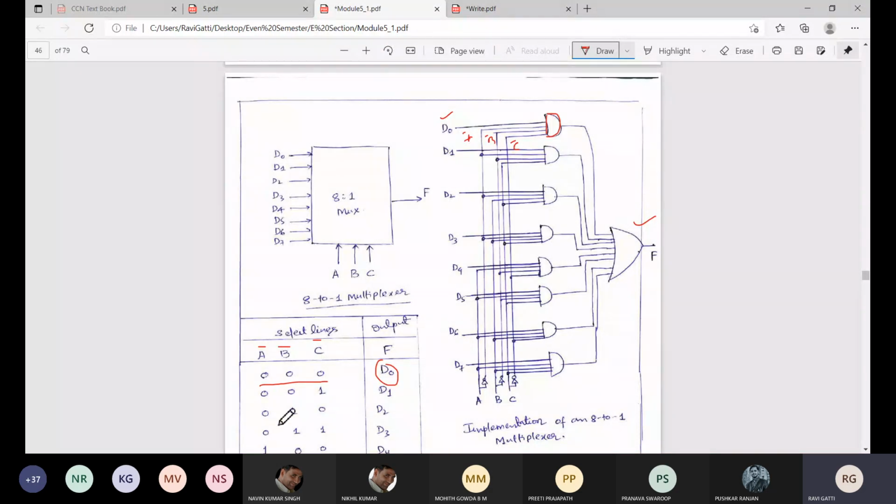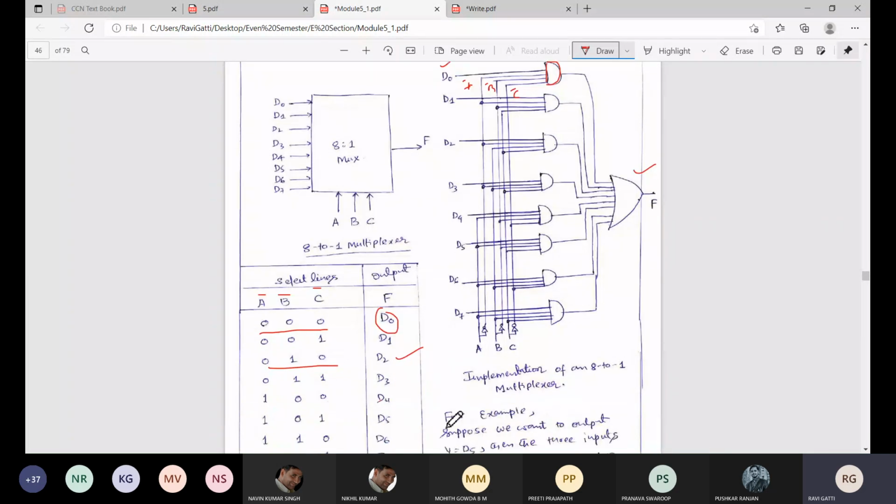Similarly, when it is 0 1 0, you will be getting D2. So 0 1 0 means A bar, B, C bar. Similarly, let's say D5.